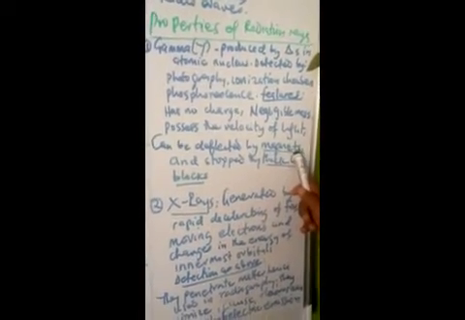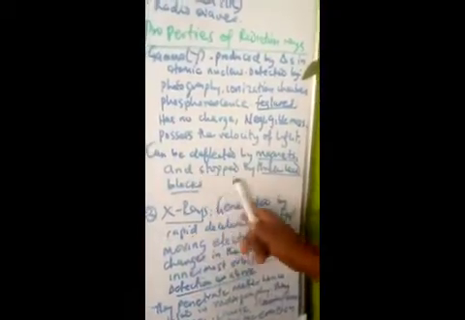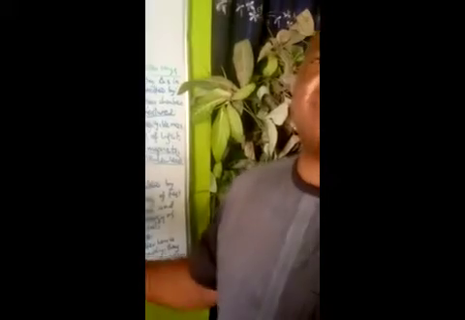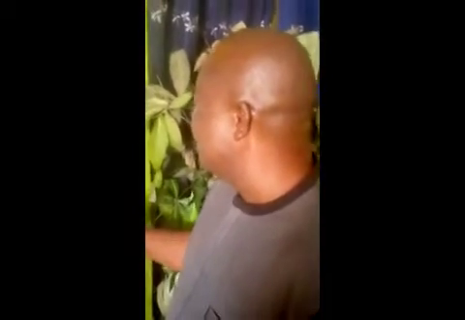If you want to stop their movement, you can only stop them with thick lead blocks. Otherwise, they can penetrate through the human body, through wood, through anything, except thick lead blocks. That's why they say they have high penetration power. If a gamma ray is generated in the laboratory and you don't have thick lead blocks, it can escape anywhere and cause damage.